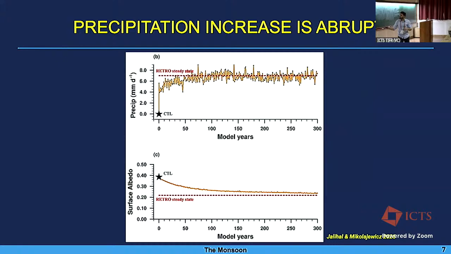So this is the fast response and a very slow response. The slow response probably is associated with vegetation feedbacks. This fast response is what I'm interested in. What is it that triggers such a development of monsoon the very first year?